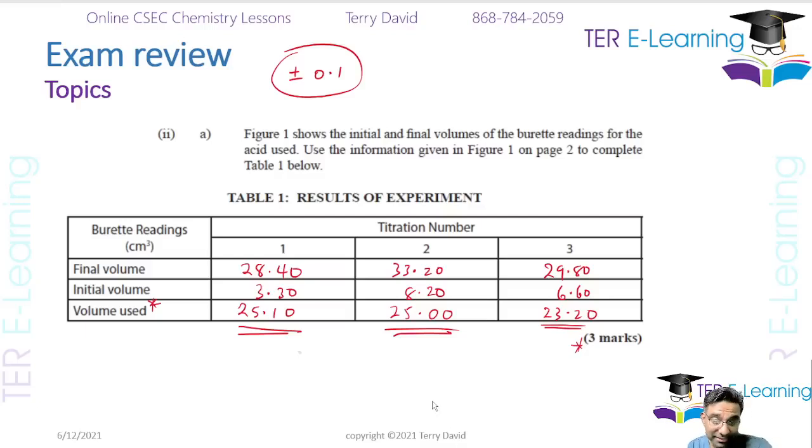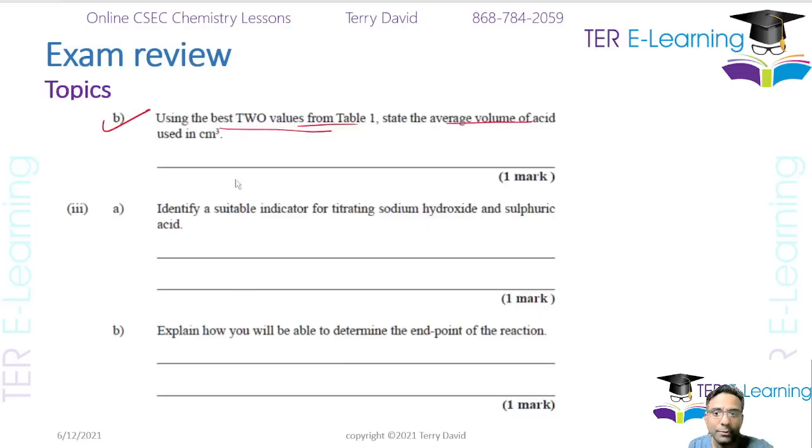So if you think I'm talking craziness, this is the truth. This is what CSEC wants. This is how they give marks for these questions. So in this part here, they said use two values from the table, using the best two values. So the best two values will be the first one and the second one, so that will be 25.10. This is what you're doing.